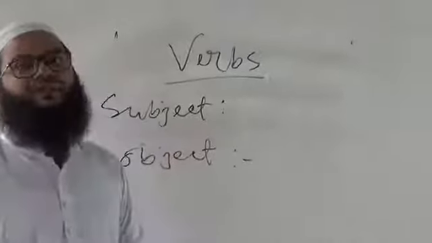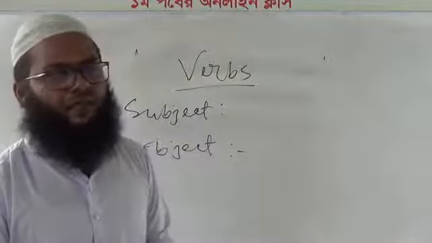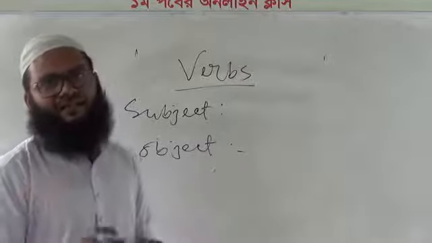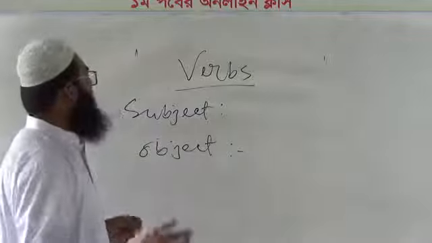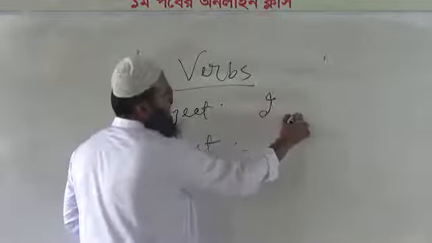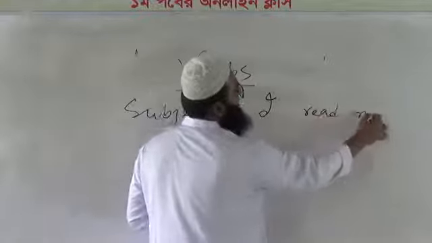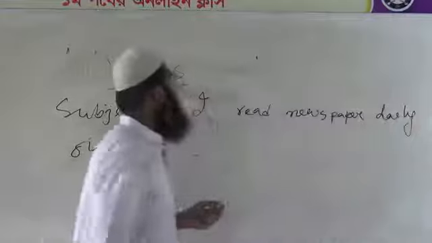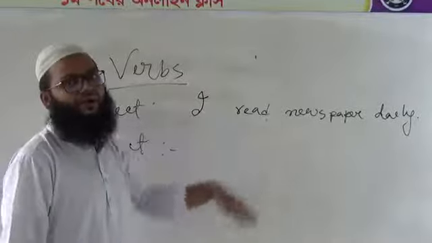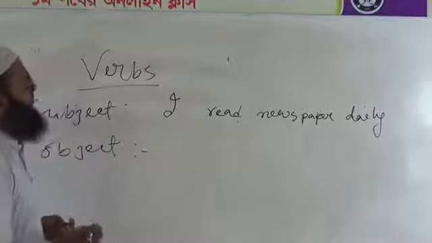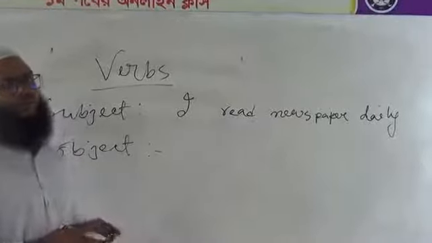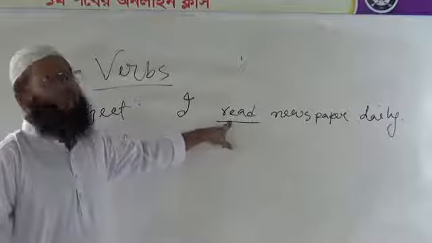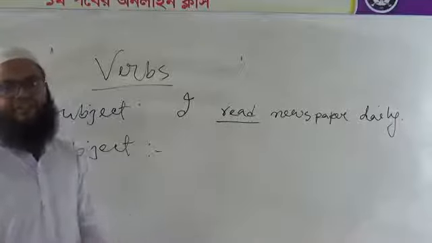Subject and object may be of two types, personal and impersonal. I will give you the perception of how we can find a subject in a sentence in a technical way. Now I will write a sentence: I read newspaper daily. Here, if I ask you what is read, I think everyone will say read is a verb, because read means action, reading, doing something.